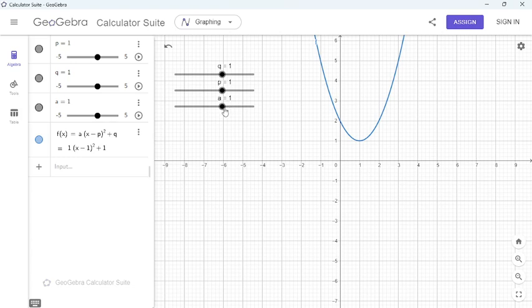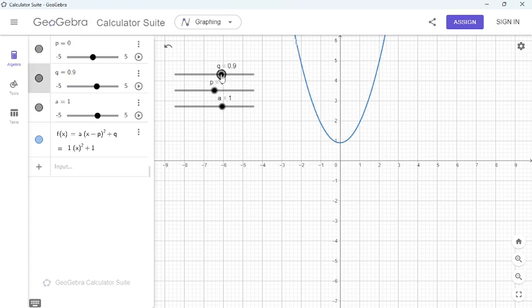So let's try and see, putting p at 0 and then putting q also at 0. So our value of a is 1. So our original graph is f of x equals 1x squared, which is x squared. That is the original graph. Now a being positive means the graph will be concave up.